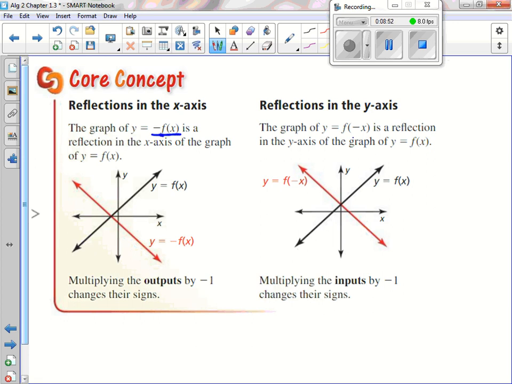Now, when we reflect it in the y-axis, we're only applying it to the x. Any spot there's an x in the function will get that negative. So it's a little bit different. It's not affecting everything. It's only affecting some parts.